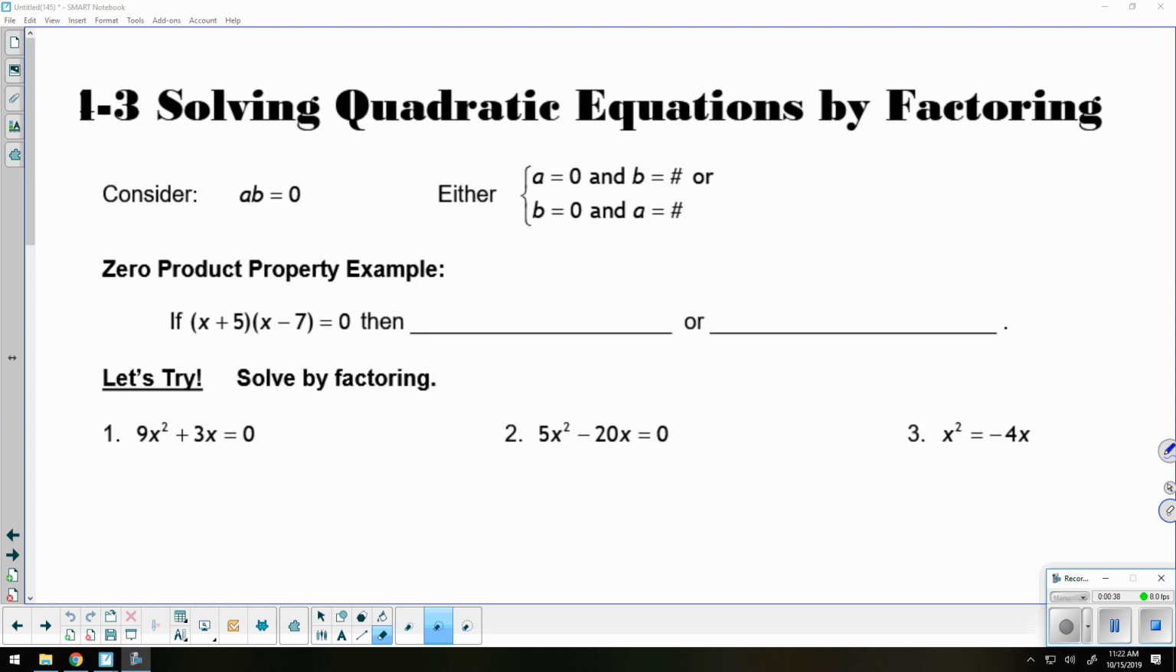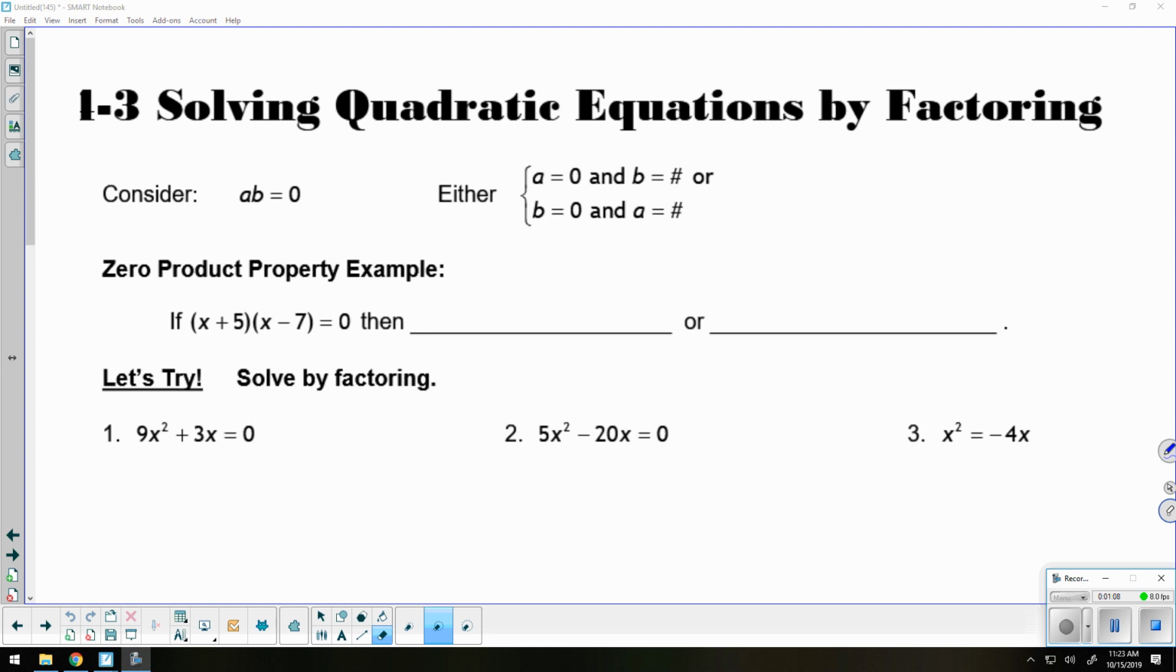It says to consider at the top, if you have a times b equals 0, that means one of two things must be true. Either a is 0 and b is just a number, or b is 0 and then a is a number. Logically, a and b could both be 0, but that probably would not be the case. Anything times 0 is going to be 0, right? So either a would have to be 0 or b would have to be 0, and the other variable would just have to be a number. So the zero product property is what we're talking about.